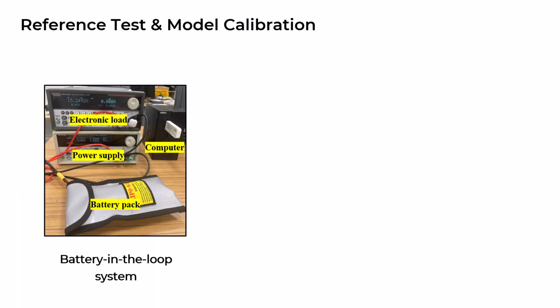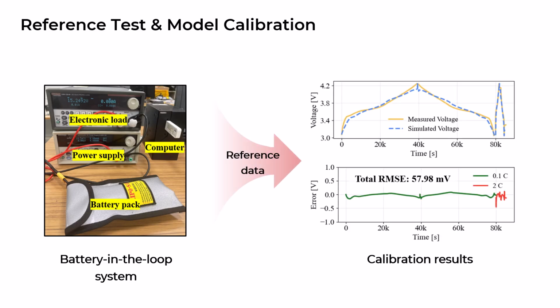First, we design the reference test to cover both steady and transient states of batteries using a custom battery-in-the-loop system. Then, using the reference data, we calibrate the battery model. The results indicate the model is calibrated with a tolerable error.